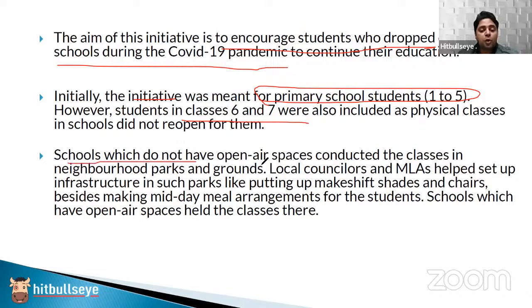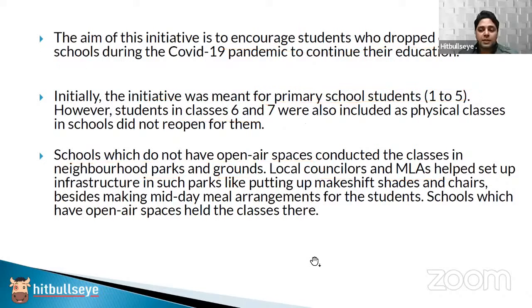The schools which do not have open air spaces have conducted their classes in parks and grounds, and the counselors and MLAs, etc., are helping those students and those schools with makeshift infrastructures. It's a good thing. With this, we can ensure that the gains that we have made under the Right to Education Act in the preceding 7 to 8 years will not be lost due to COVID-19.